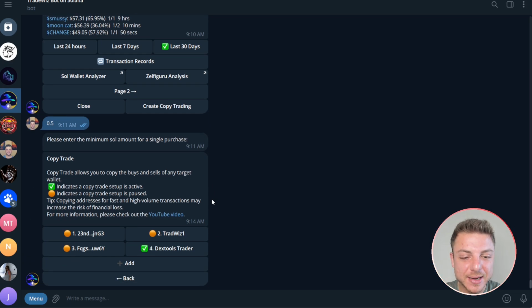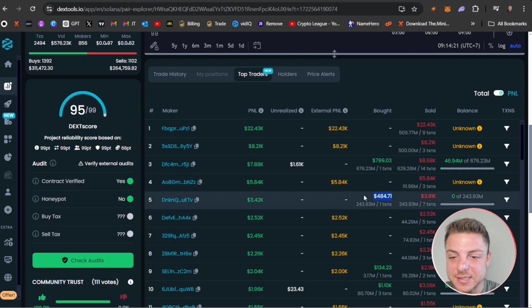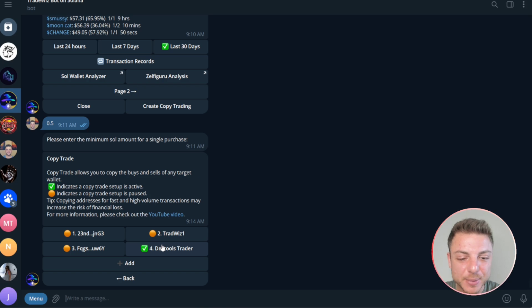And we've now copy traded and are following this new Dextools trader that's actually been absolutely smashing it in this market, buying in one transaction $480, selling out nearly $4,000. We're now copy trading him perfectly using TradeWiz bot on Solana. Also with Dextools, using the new Dextools feature that has just been added.